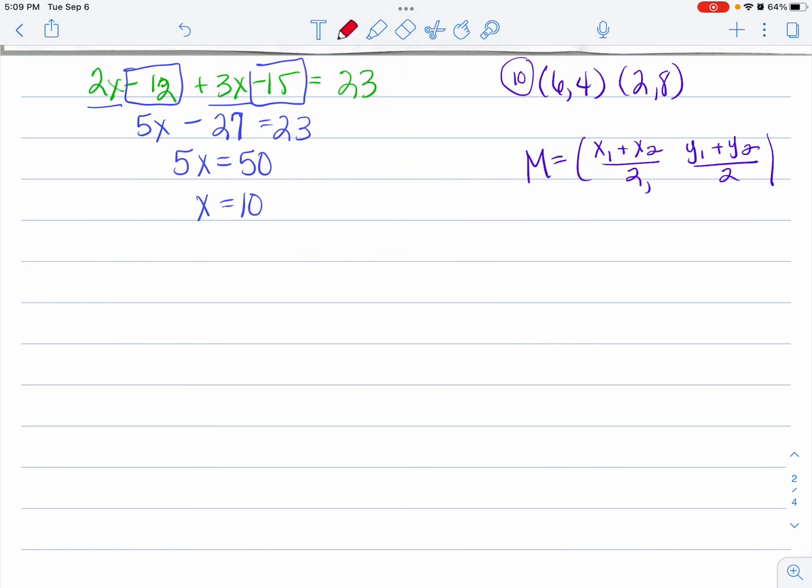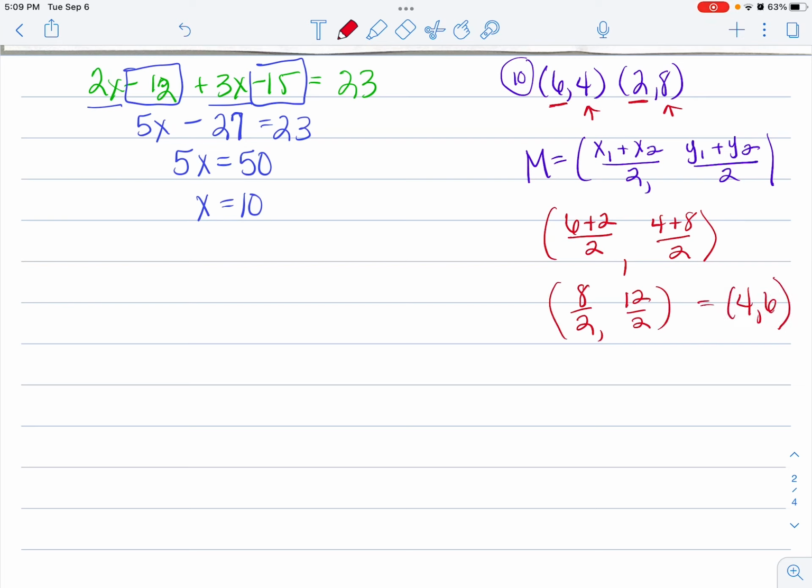My x values are 6 and 2. Since we're adding and addition is commutative, it really doesn't matter which one you let be the ones in the 2's. 6 plus 2 divided by 2, you're just finding the average there. And the same thing with the y values. The y values, of course, are 4 and 8. 4 plus 8 divided by 2 is going to give me 8 over 2 and 12 over 2, or 4 and 6. So the midpoint of that segment is 4 and 6, and that was number 10.